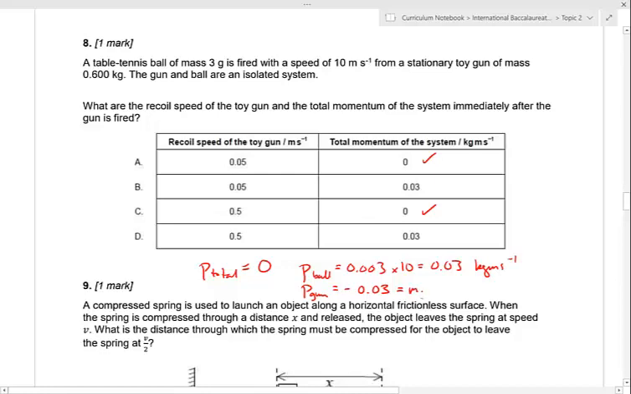So V gun is 0.03 over the mass of the gun, which is 0.6, and 0.03 over 0.6 is going to give us 0.05. So this one. Note that we've dropped the negative sign, and that's because it was asking about the speed, not the velocity.